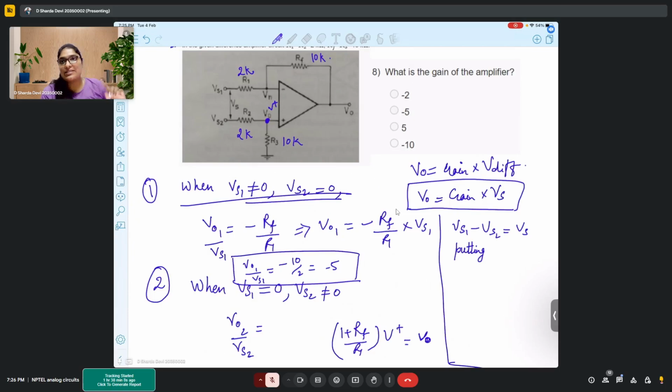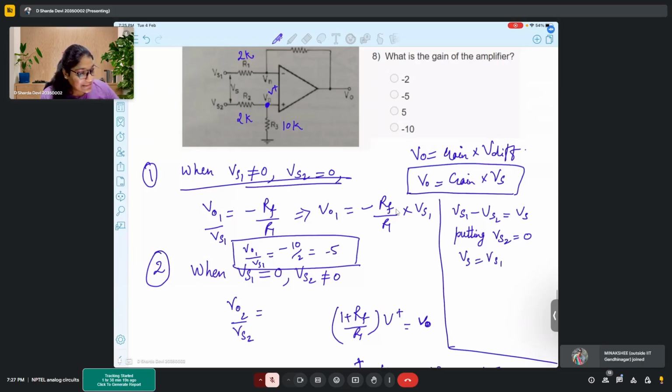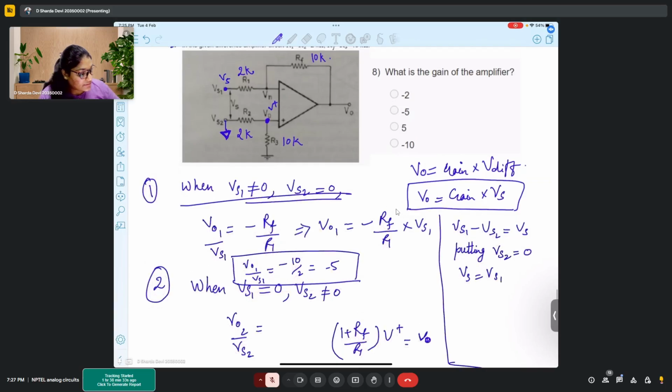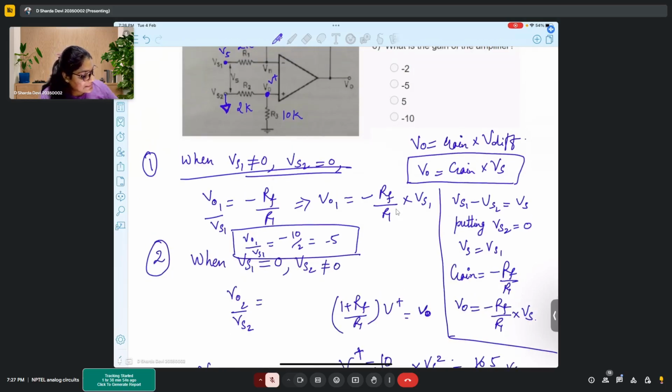Because we need to take one as reference, right? Any one needs to be a reference. So putting Vs2 to ground, that is Vs2 is 0, so Vs equal to Vs1. If we have Vs2 to ground, then Vs1 has a potential of Vs, and this is an inverting configuration. So your output gain becomes minus Rf by R1, and output becomes minus Rf by R1 times Vs, which is the potential difference. And this minus Rf by R1 is how much? It is minus 5.